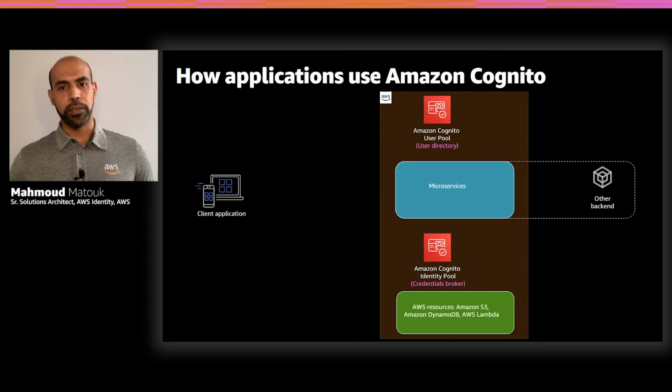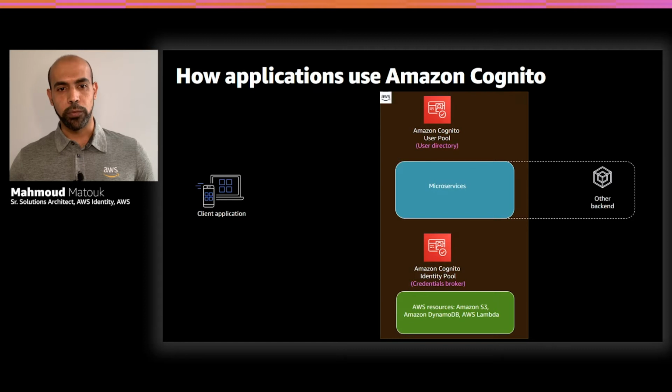So you have 2 Amazon Cognito services. We have Amazon Cognito user pool at the top. This is the user directory that allows users to sign in and sign up. And we have Amazon Cognito identity pool at the bottom, and this is a credentials broker service that allows your application to get temporary credentials to access these AWS resources, the green backend down there.